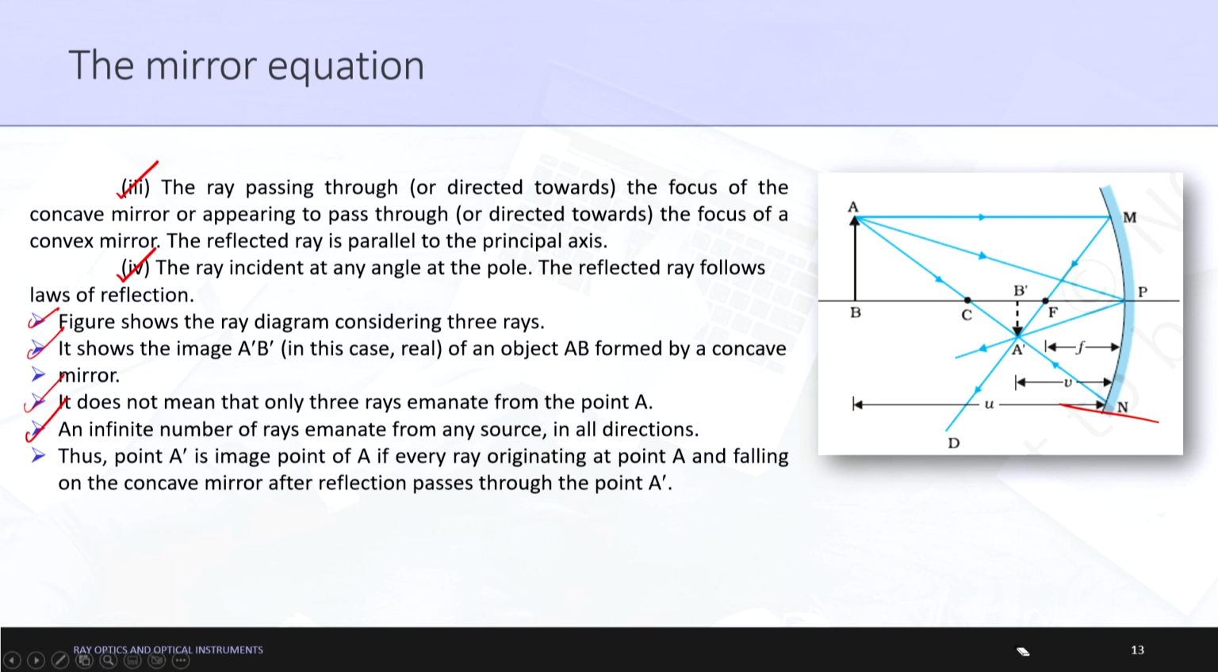Okay. An infinite number of rays emanate from any source in all directions. Thus point A dash is the image point of A if every ray originating at point A and falling on the concave mirror, after reflection passes through the point A dash. Quite evident. So this is the basic explanation, the basic reflection concept only, there is nothing typical in it.